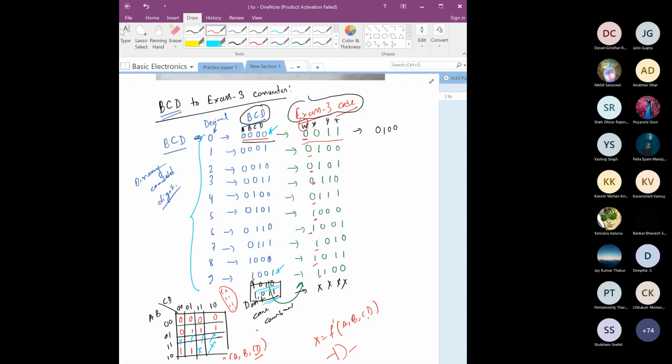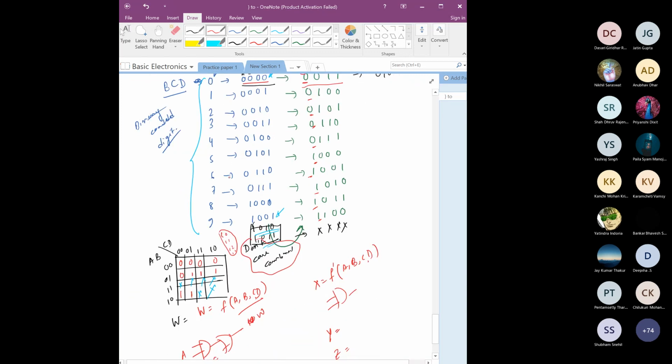Here one thing is important, this don't care combination. Remember that if you are using don't care combinations, then the expression that we get at last will be minimized. If you are not using them, I am not saying it will not be correct, it will be correct, but your expression will be pretty long. You can understand that from here: if I take this as 1, then I can make a bigger group and get a smaller expression. And if I do not use these don't care combinations, then the groups will be smaller and the expression will be bigger.